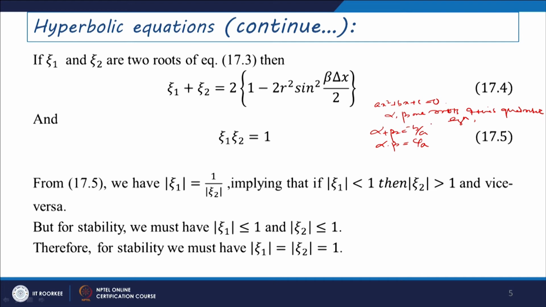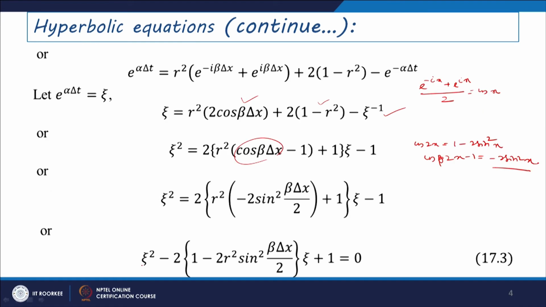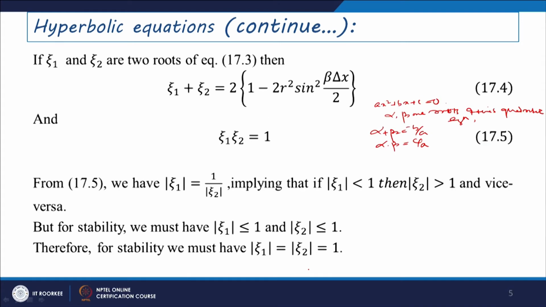So, that is why we can write the sum of these roots as 2 into 1 minus 2 r square sin square beta delta x by 2, and zeta 1 into zeta 2, if you see here, this coefficient has 1 here, this has coefficient 1. So, c by a is nothing but 1 there itself. So, from this equation, since zeta 1 and zeta 2 equals 1, we can write the absolute value of zeta 1 as 1 by the absolute value of zeta 2, implying that if the absolute value of zeta 1 is less than 1, then the absolute value of zeta 2 is greater than 1.